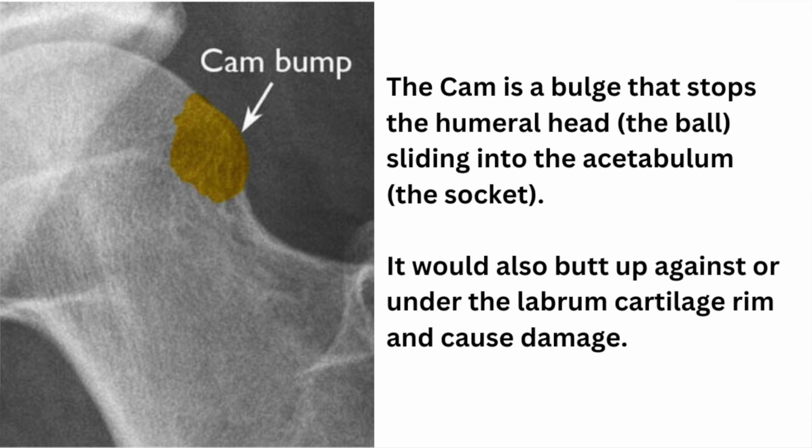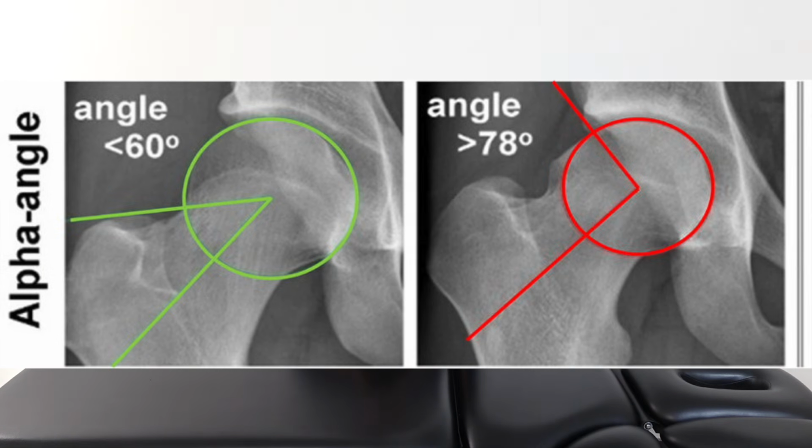The cam is an aspherical shape on the femoral head that stops it gliding into the acetabulum socket and causes increased stress on the labrum cartilage rim. The presence of a cam is often measured from an alpha angle. Angles higher than 55 degrees have been associated with FAI. You can look for the alpha angle and perhaps ask about it when reviewing an X-ray.